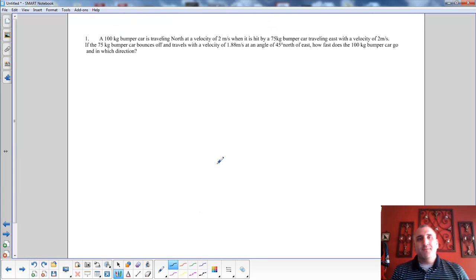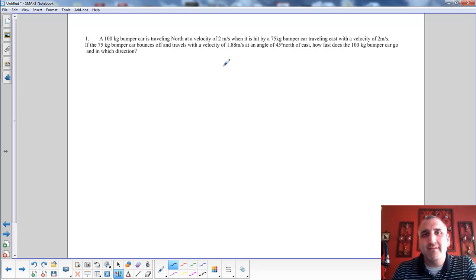The next problem is a little tougher, and I'm going to end it with this, and hopefully you'll be able to watch this and figure out what actually happens in any of these collisions, because we're basically dealing with the same thing. We're talking about, this time, a 100 kilogram bumper car that's traveling north with a velocity of 2 meters per second when it gets hit by a 75 kilogram bumper car traveling east with a velocity of 2 meters per second. So they're both going the same speed, one of them is more massive. I'm also telling you that the 75 kilogram car bounces off with a velocity of 1.88 meters per second at a 45 degree angle north of east. They bounce off each other.